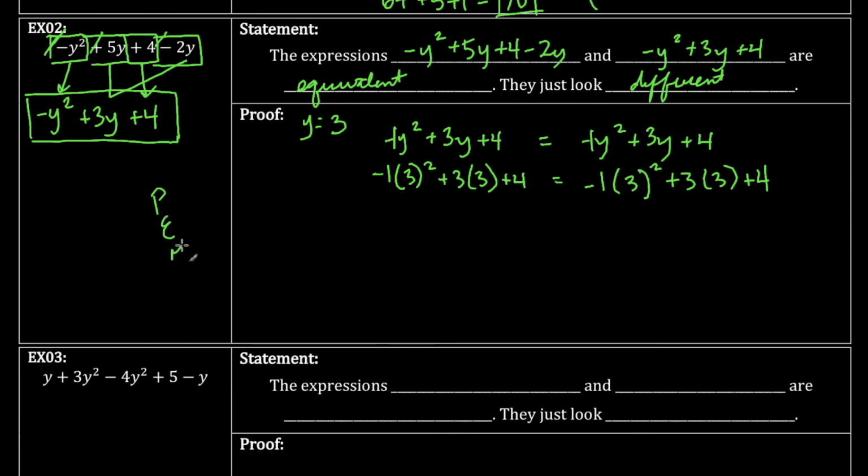Always order of operations. Nothing inside parentheses, but we have some exponents. Positive 3 squared is 3 times 3, which is 9. And that is the only exponent on this side. But we have it again. 3 times 3, 3 squared, is 9.